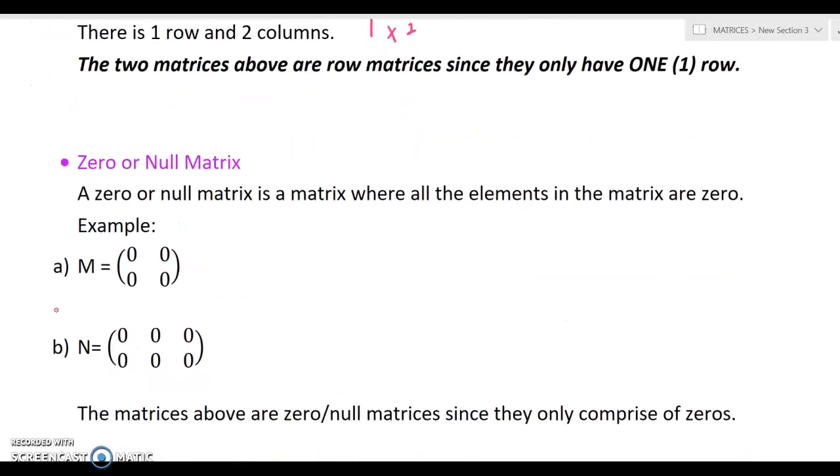As the name says, 0 or null, meaning in a 0 or null matrix, all the elements, all the members in the matrix are just zeros. It's just zeros inside. You won't have any other number but zeros. So matrix M, everything is zeros, 0 or null matrix. Matrix N, everything is zeros inside, 0 or null matrix, right? Once it has only zeros, very simple, 0 or null matrix.